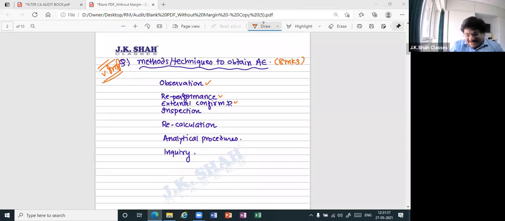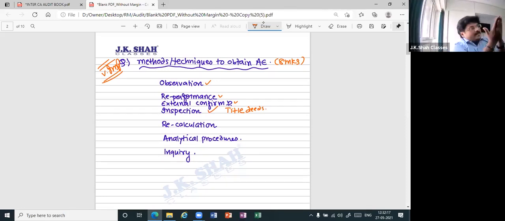Next is nothing but inspection. A simple example of inspection: say you are basically inspecting certain documents. For a simple example, title deeds. We have seen this somewhere. Ownership papers, correct. For example, whether land and building belongs to the organization or not.